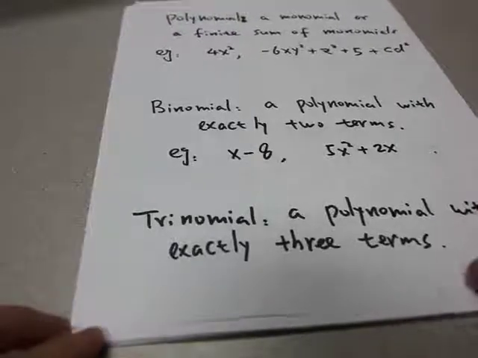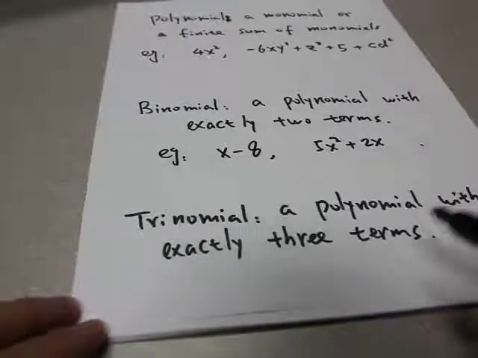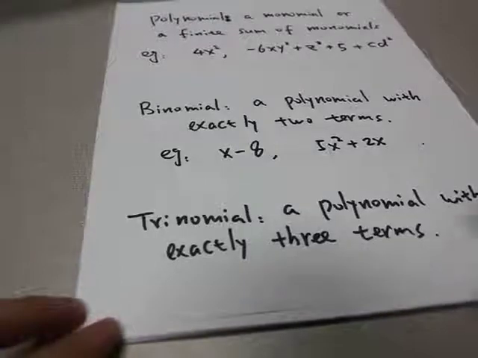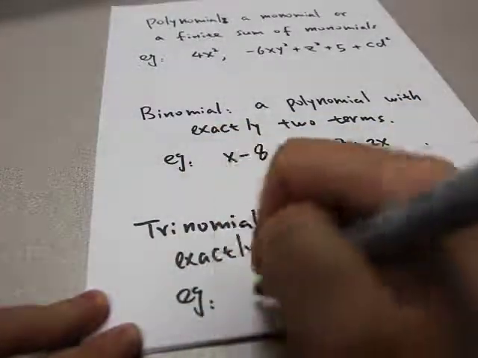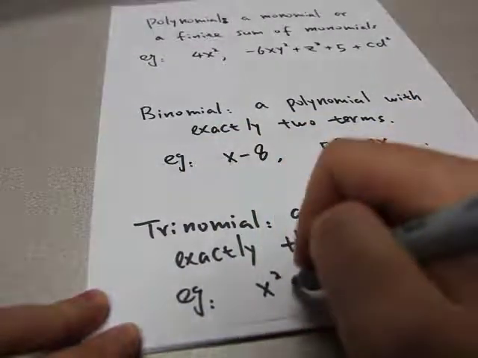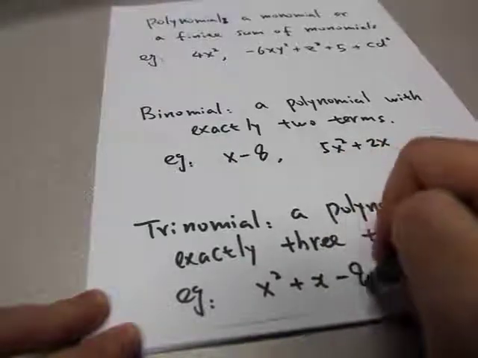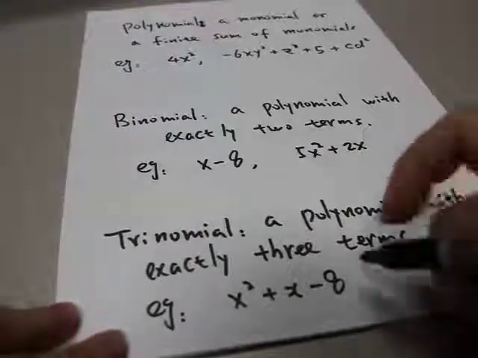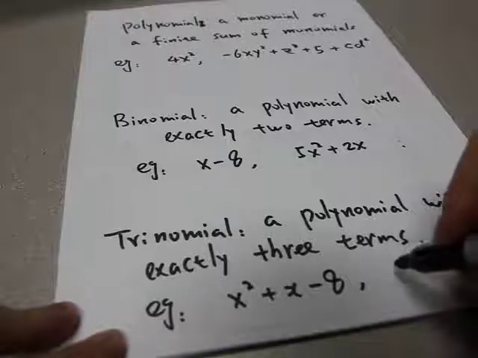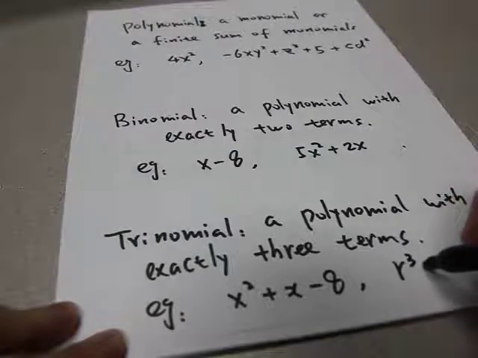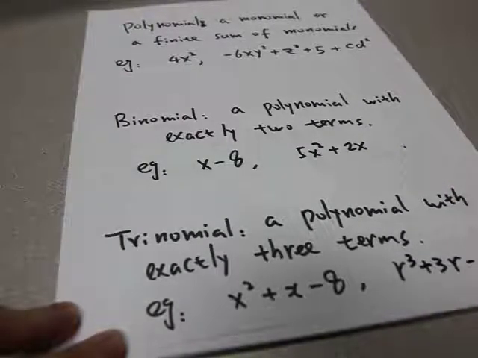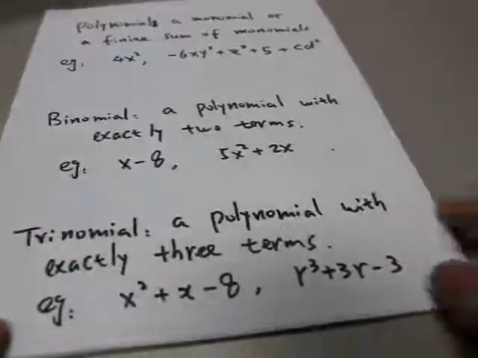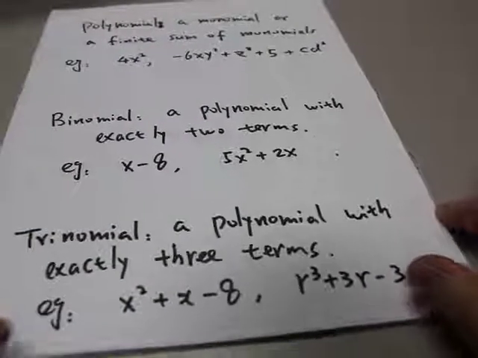Now, a trinomial is a polynomial with exactly three terms. So x squared plus x minus 8. This is a trinomial. r to the power of 3 plus 3r minus 3. This is also a trinomial.